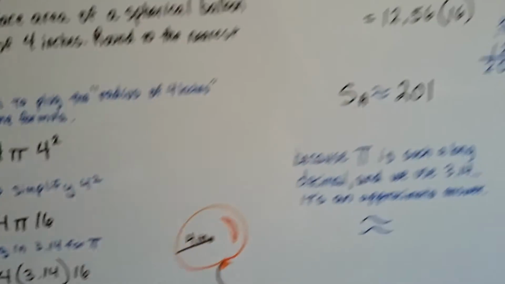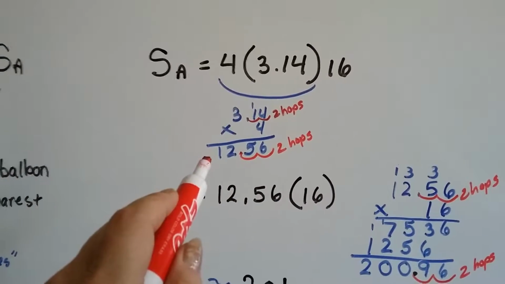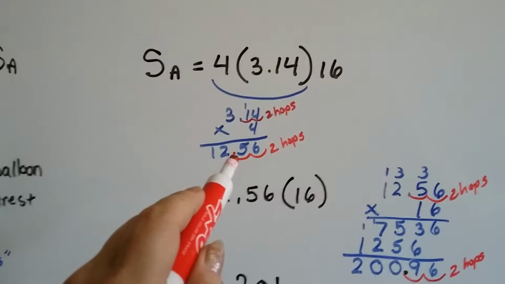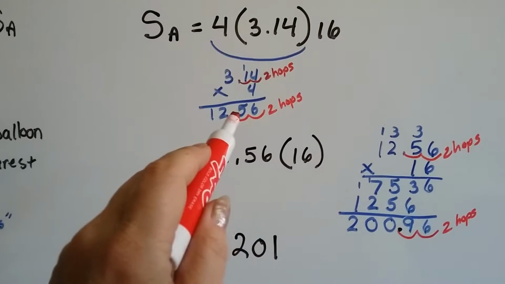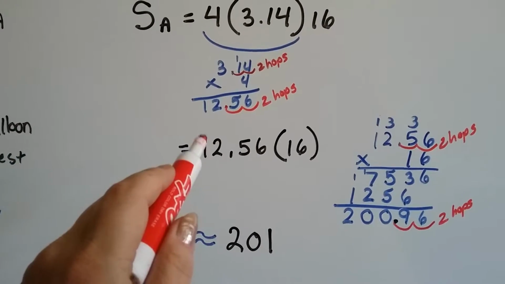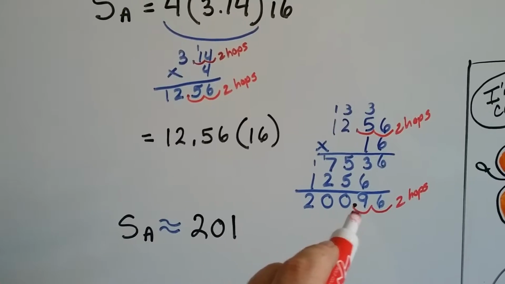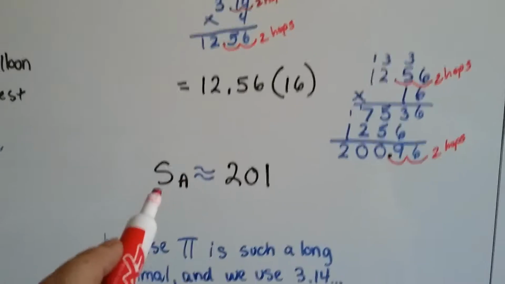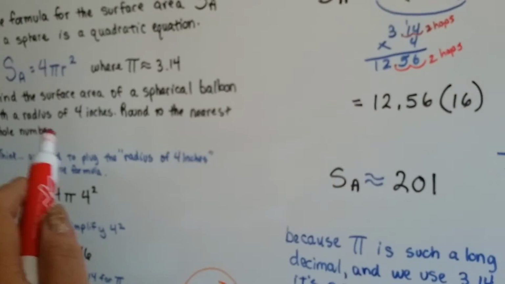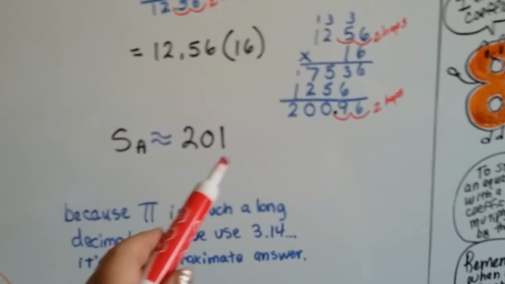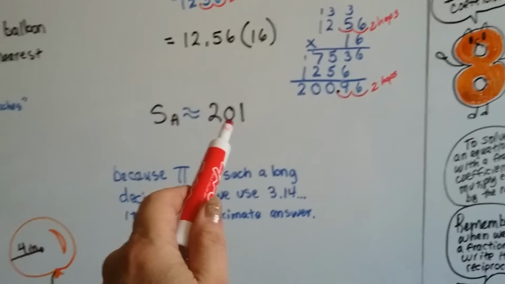All right? So now 4 times 3.14 is approximately 12.56. There's 2 decimal places in the equation, so there's 2 decimal places in the answer. And 12.56 times 16 comes out to 200.96. So it's approximately 201. It told us to round to the nearest whole number, okay? And since we got 200.96, the nearest whole number would be 201.